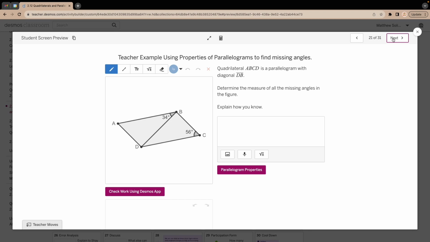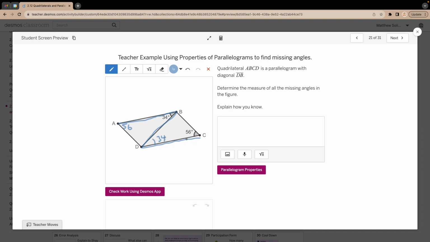Basically, we just figured out some missing angles in class. I'll do this one really quick. If I have a parallelogram, let's find some missing angles. Determine all the missing angles in the figure. Well, 56 and 56, the angles across from each other are equal. That one's easy. Since the lines are parallel, I could make that as Z. The corners of the Z are equal, alternate interior, so that's 34.